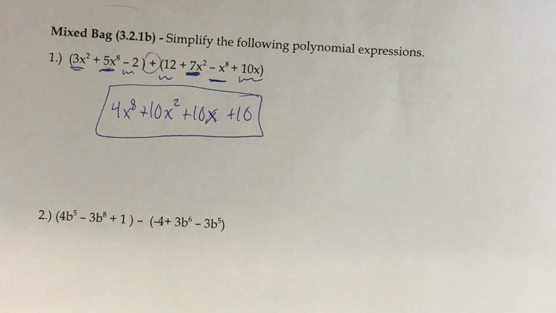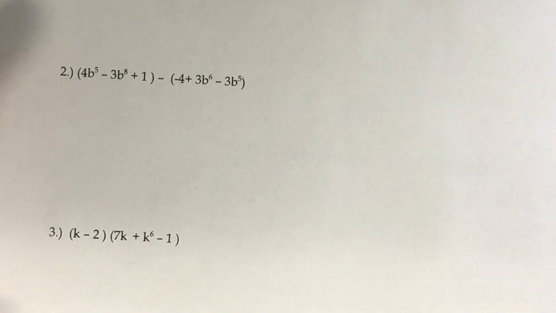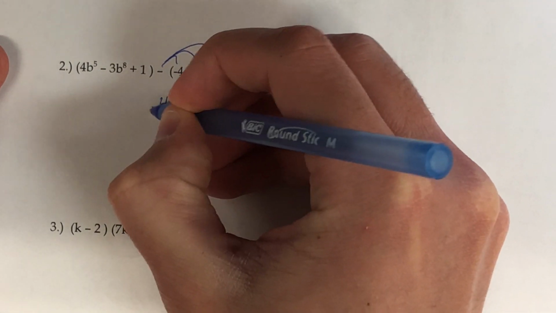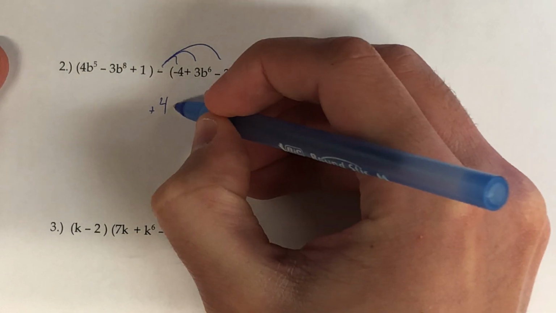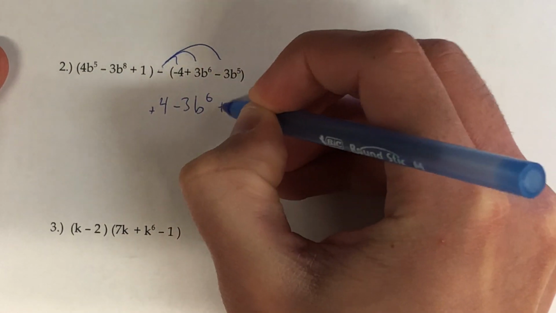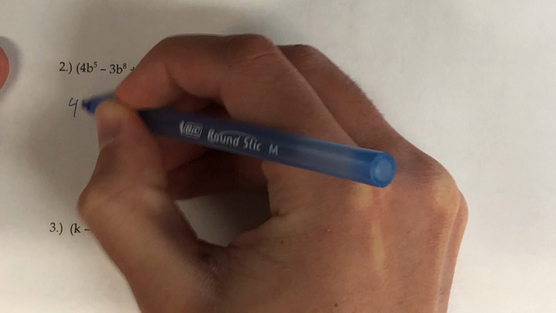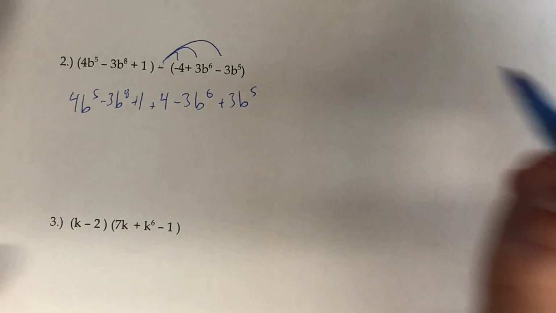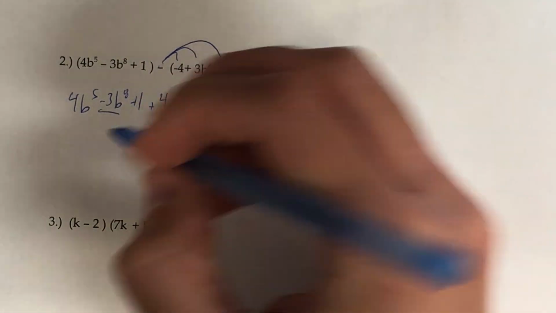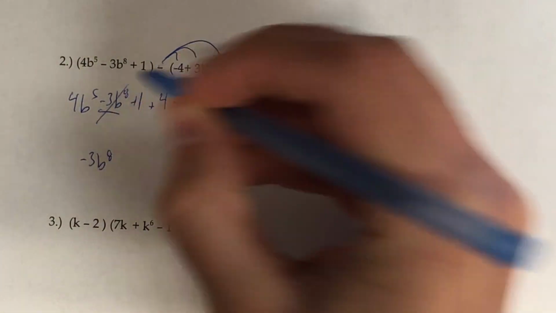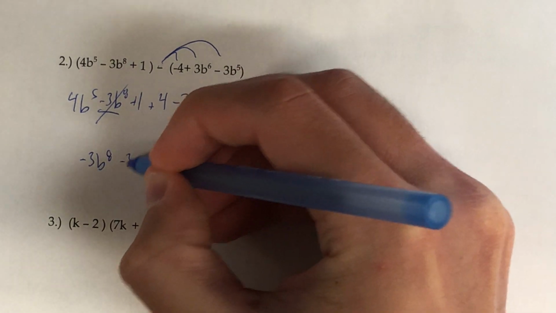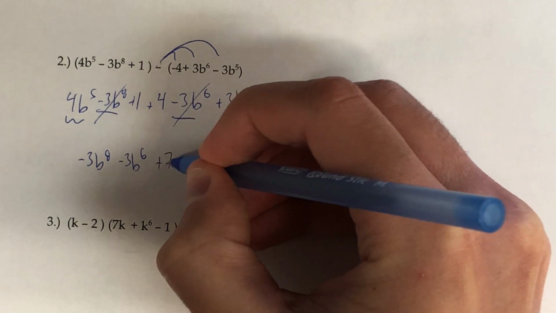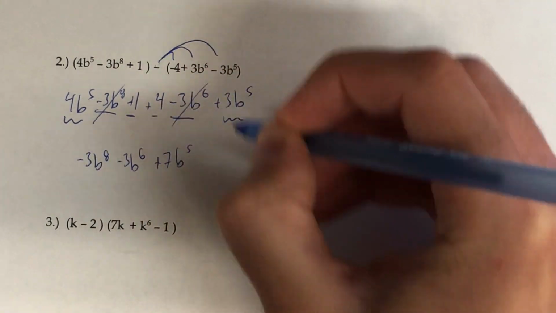There's an addition sign. Same with down here, we got subtraction. So remember when we subtract, distribute, negative times negative is positive 4. Negative times positive is negative. Negative times negative is positive. And then we still have that set on the left. And now just combine like terms. Negative 3b to the 8th is our only b to the 8th term. Negative 3b to the 6th is our only b to the 6th term. 3b to the 5th and 4b to the 5th is 7. And then 1 plus 4 is 5.